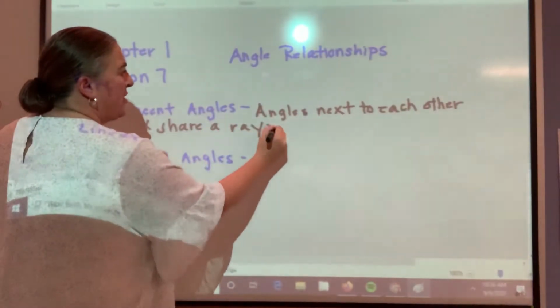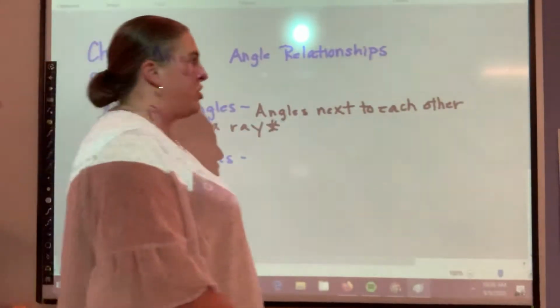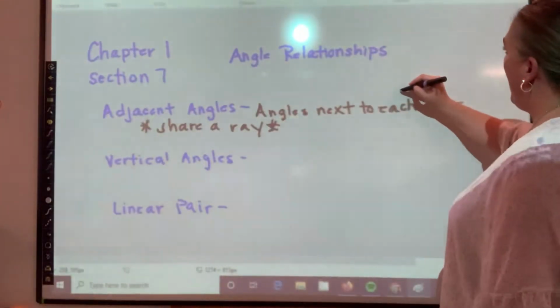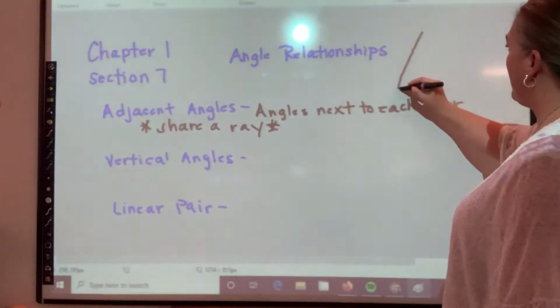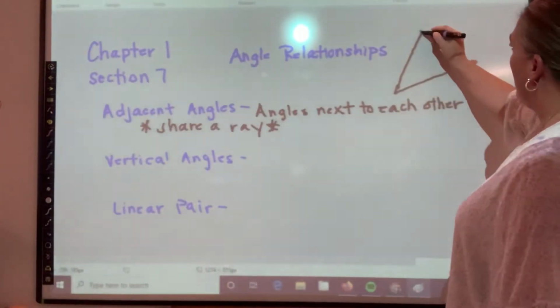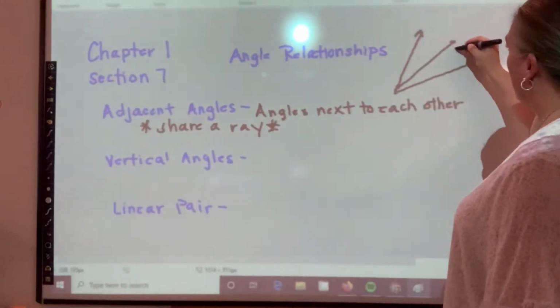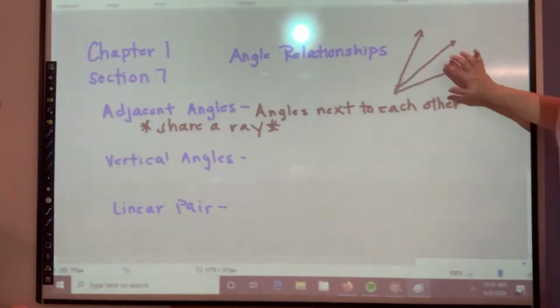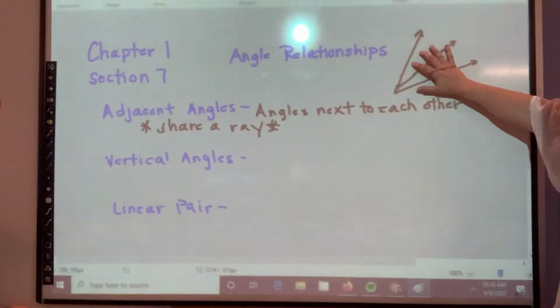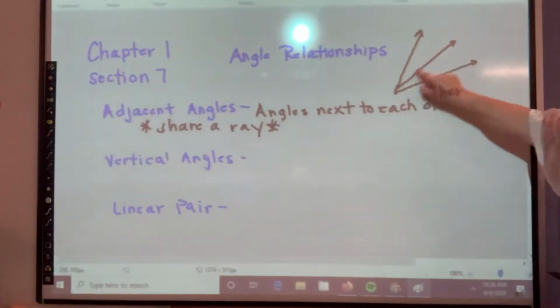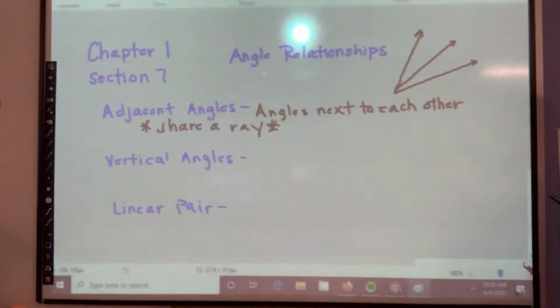So if you have adjacent angles, these guys are next to each other, they share a ray. So if you have kind of like the example that we just had a second ago, these would be adjacent angles. I've got this guy right here is adjacent to this guy, and they share this common ray. So adjacent just means next to.